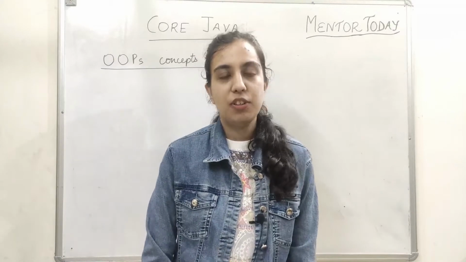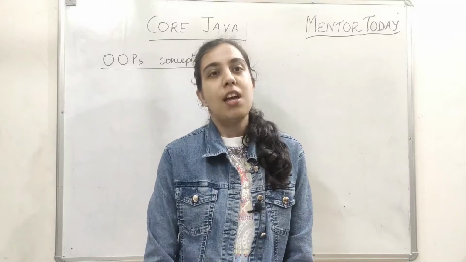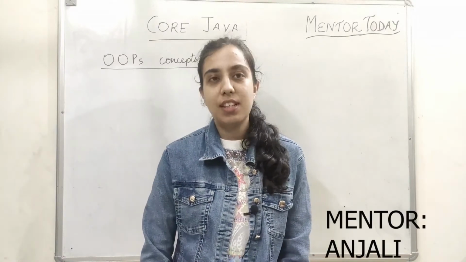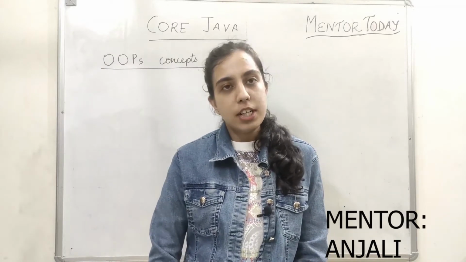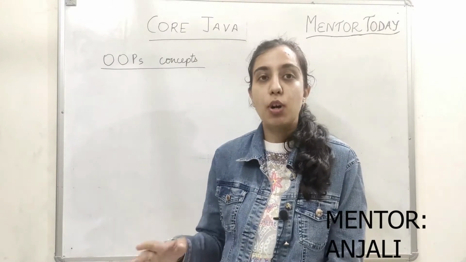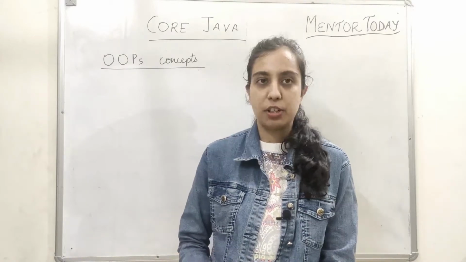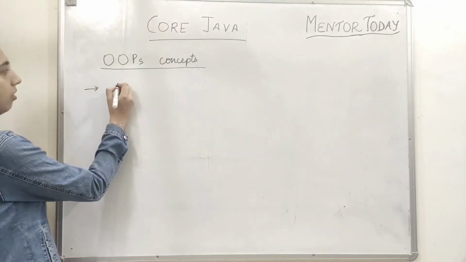In the last lecture, we had seen that object-oriented programming is a concept of programming languages, and we studied that Core Java comes under object-oriented programming. Now, what exactly is object-oriented programming that we are going to see today, and what are the concepts involved in object-oriented programming? So the first concept is object.